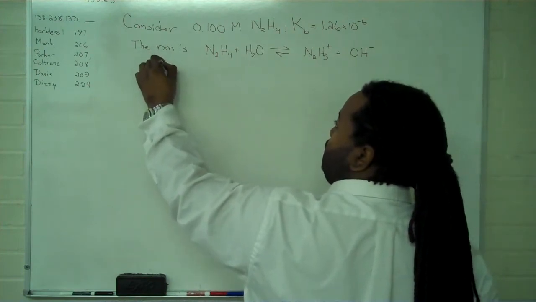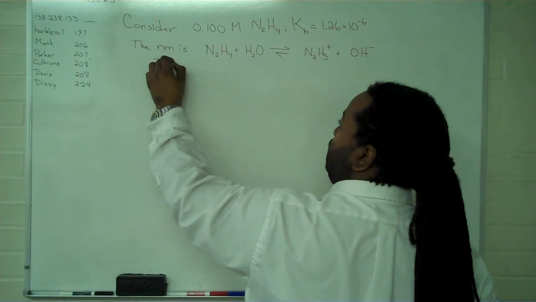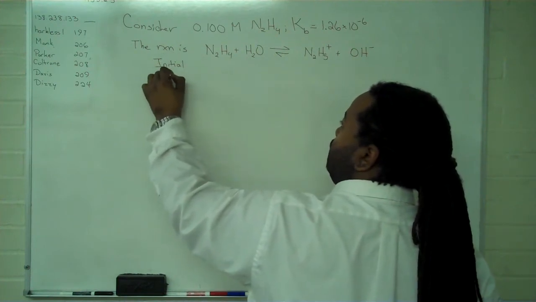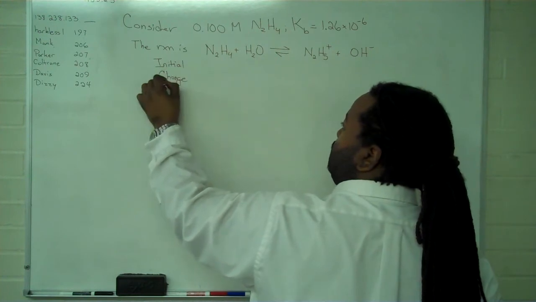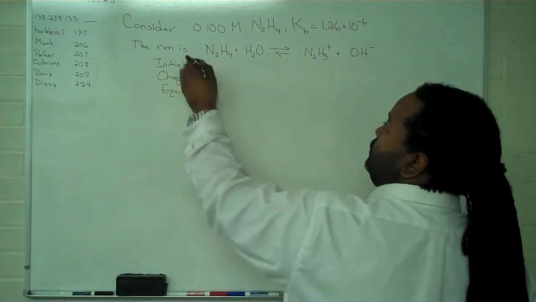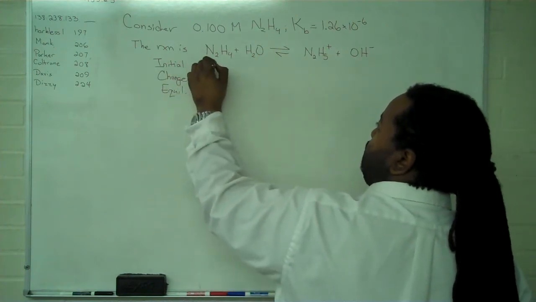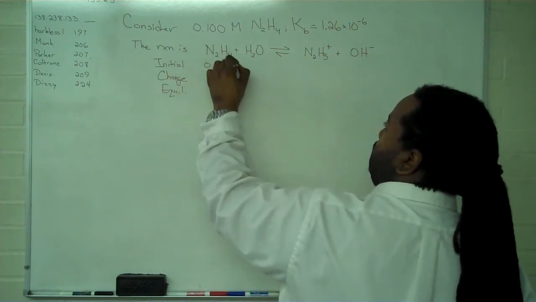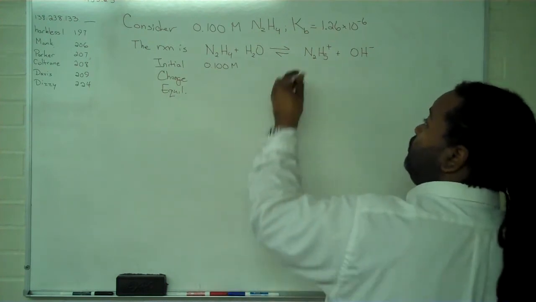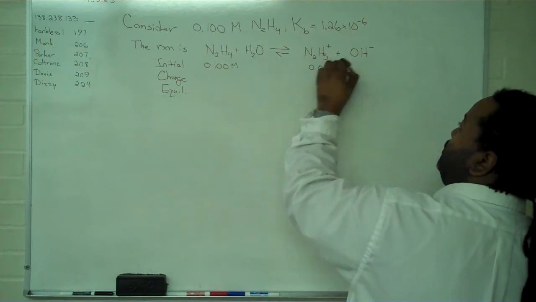So the next step then is to write out the ice table for initial concentration, the change in concentration, and what we expect it to be at equilibrium. So we have that the initial amount is 0.1 molar. We don't have to worry about water because it doesn't participate in the equilibrium. We have no common ions to worry about.